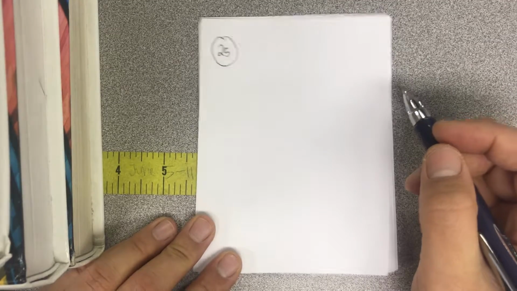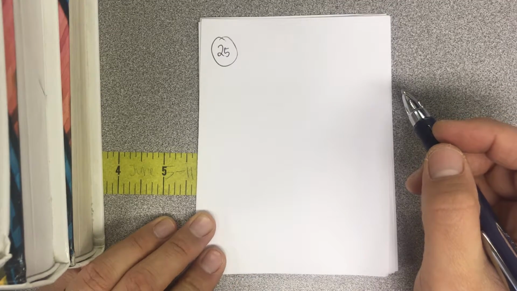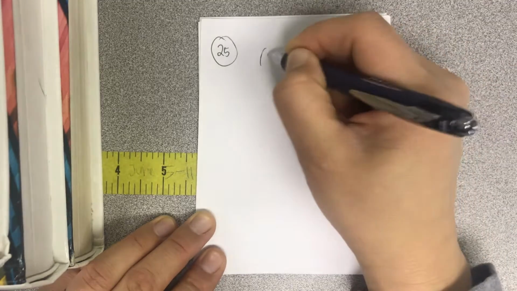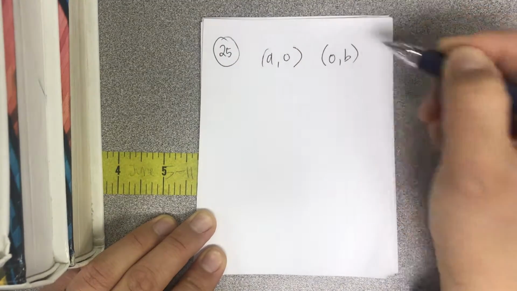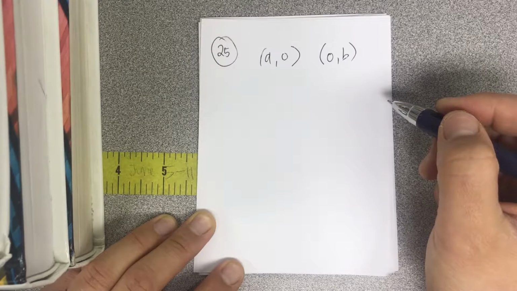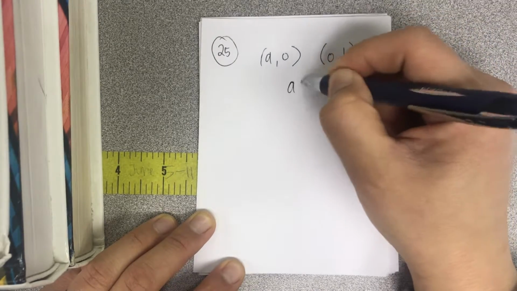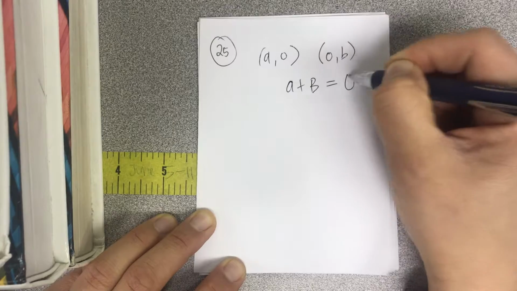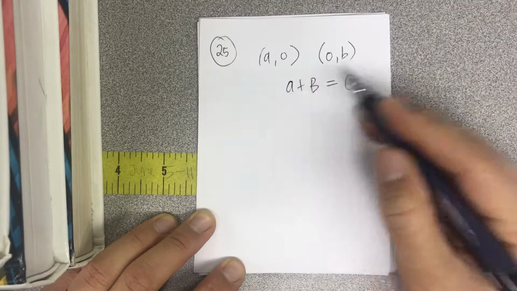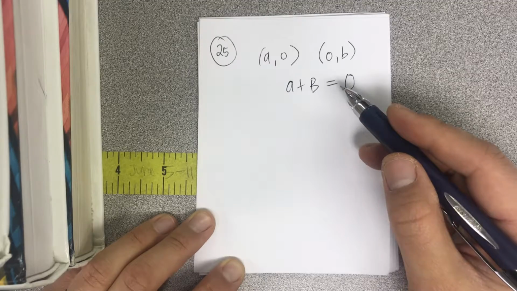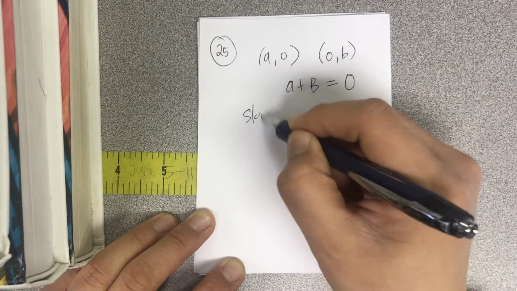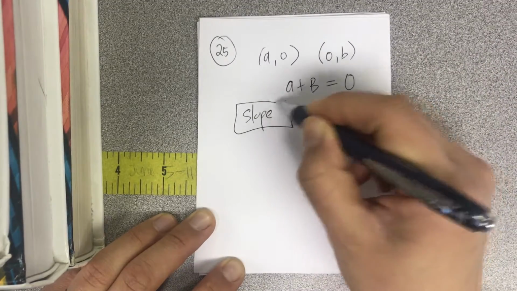Number 25 says the graph of the linear function f has intercepts at (a, 0) and (0, b) in the xy plane. If a plus b equals 0, and a and b do not equal each other, which of the following is true about the slope? Okay, so we need to find out something about the slope.